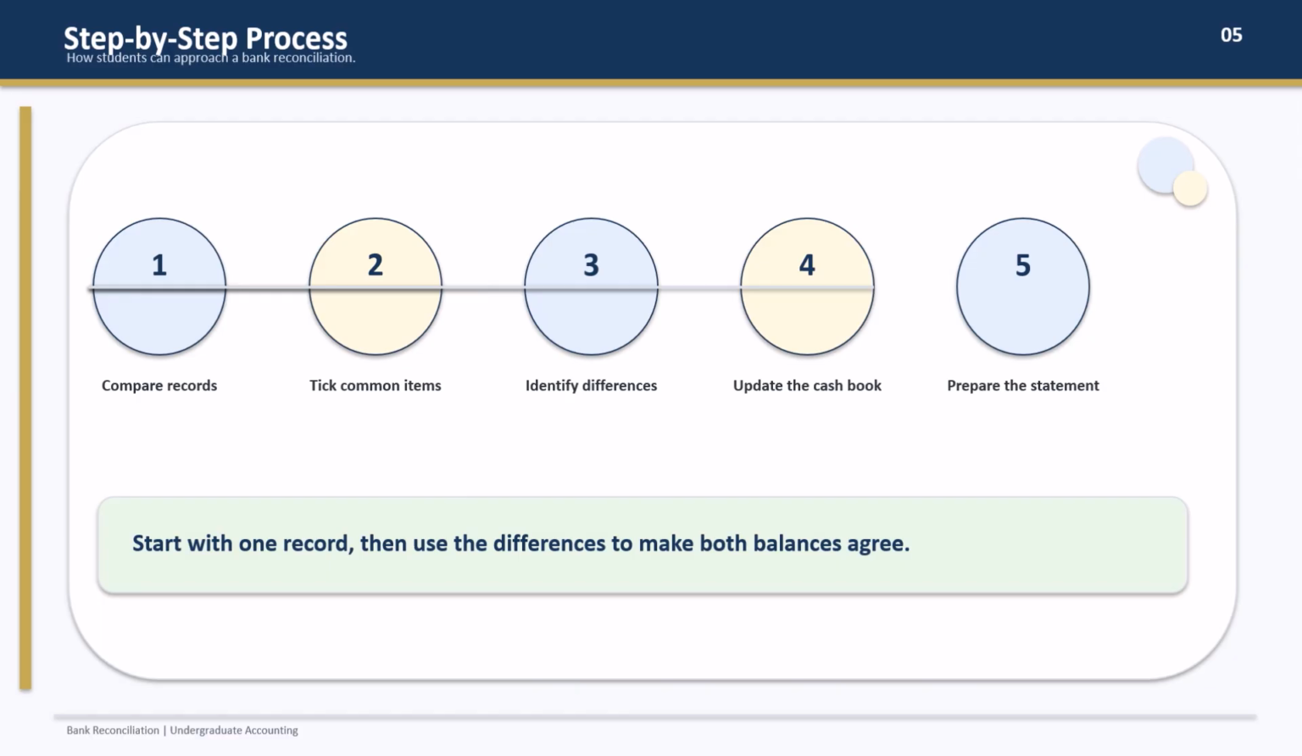Step number 2, that's when you take the common items. So it's the opposite. You either take what is different or you take the common, which is also combined with step number 3, where you identify the differences, because the differences are what you need to reconcile.